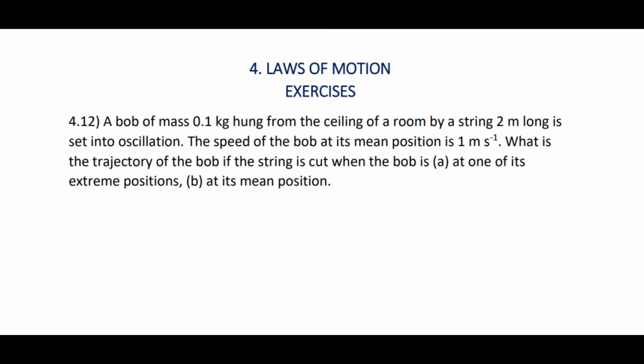Coming to 4.12, a bob of mass 0.1 kilogram hung from the ceiling of a room by a string 2 meter long is set into oscillation. The speed of the bob at its mean position is 1 meter per second. What is the trajectory of the bob if the string is cut when the bob is at one of its extreme positions and at its mean position? The situation you can take like this.